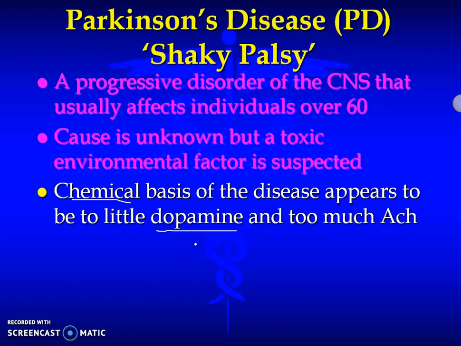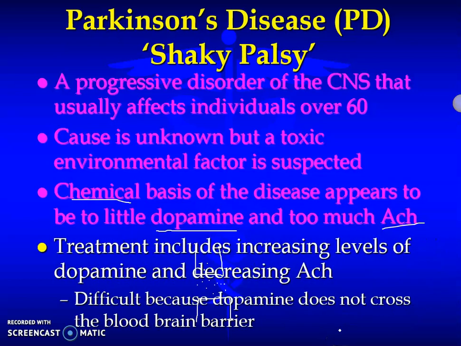Now, these guys are guys who go in between nerves. If you guys remember, we talked about how nerves release chemicals. These chemicals are called neurotransmitters. So when we talk about Parkinson's, we're talking about neurotransmitters, especially dopamine and acetylcholine. That's Parkinson's disease. It is a progressive disorder.